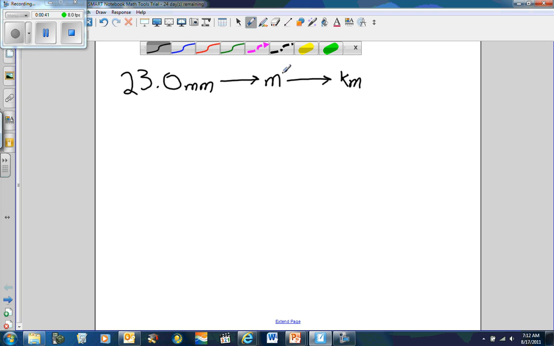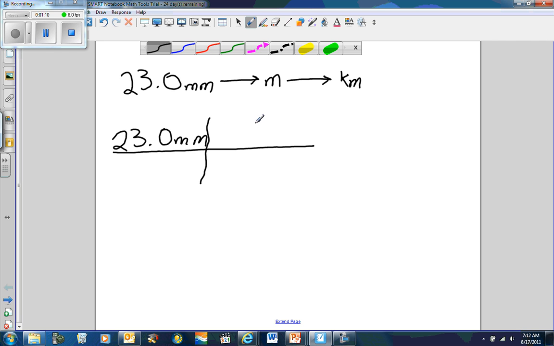So how do I do that? Well, the first thing I'm going to do is write down my given, which is 23.0 millimeters, and then I want to multiply that number by what I call a conversion factor, and they're in your book. It's either on page 11 or 12.